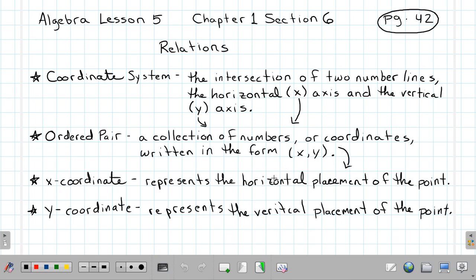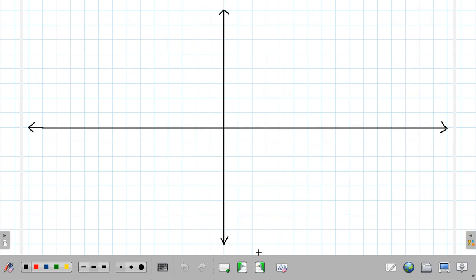So the x-coordinate tells us left or right. The y-coordinate tells us up or down. That's what these numbers here represent. So x and y, and that's what the x and y axes are. That's why the x-axis is the horizontal axis, so left or right, and the y-axis is the vertical axis, up and down. I can sit here and talk about definitions and words, but let's actually look at an example of a coordinate system.